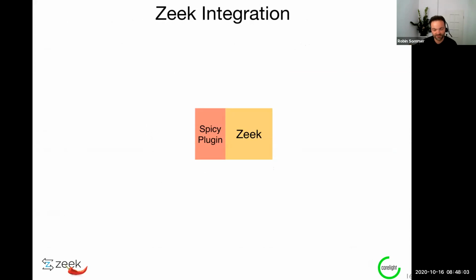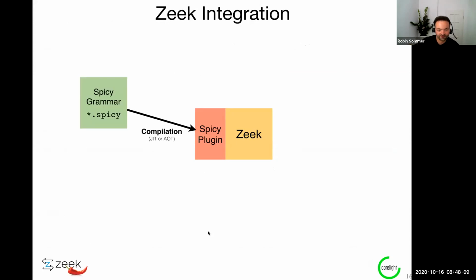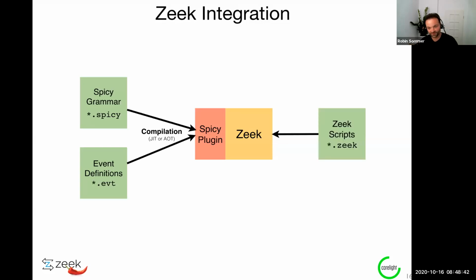So we added a Spicy plugin to Zeek that, in the end, does something very similar to what I was showing in the standalone driver tool. It takes these Spicy grammar files and compiles them either just in time, as I was showing, or you can do it ahead of time, to save that compilation time on execution. I was talking earlier about the glue that needs to be generated. For Zeek, that primarily means we need to specify what kind of events, in the model that Vern was describing, we want to generate out of those packets, out of those protocol elements. We feed that into the Spicy plugin as well. And then finally, as always in Zeek, we put in Zeek scripts that do something with these events.